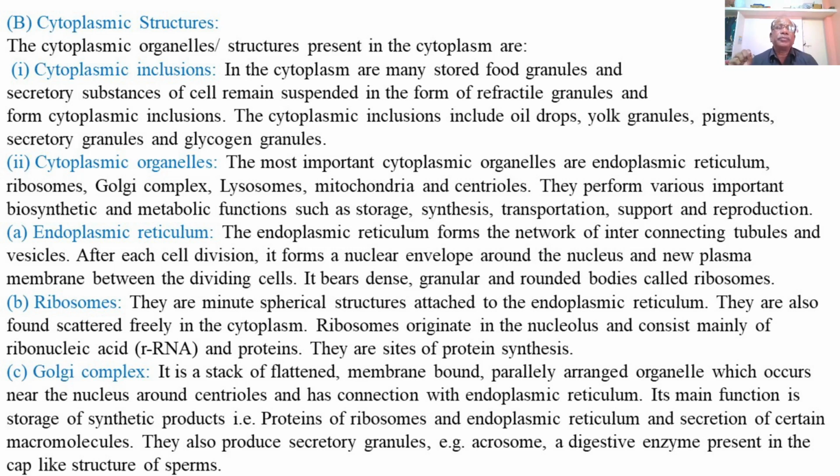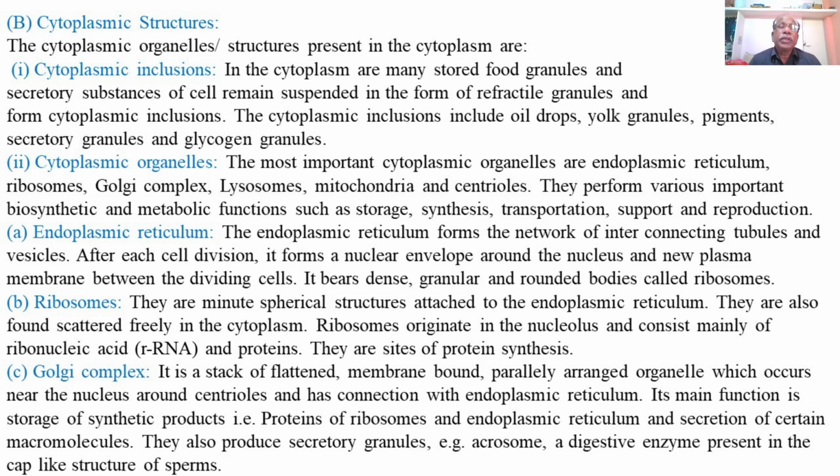But cytoplasmic organelles are the most important cell organelles, and they are endoplasmic reticulum, ribosomes, Golgi complex, lysosomes, mitochondria, and the centrioles in the cytoplasm of animal cells, and they perform various important biosynthetic and metabolic functions such as synthesis, storage, transportation, support, and reproduction.